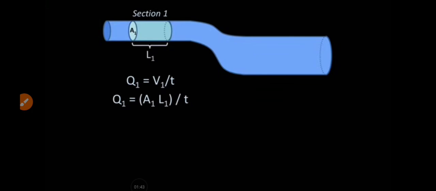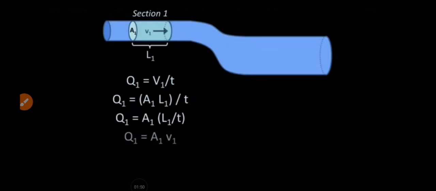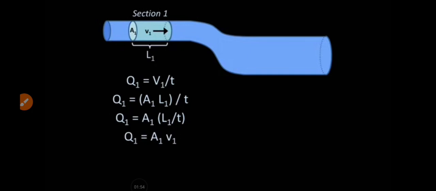That seems straightforward enough, but look, we can group these a little differently, and length divided by time is a velocity. So this results in the flow through section 1 is equal to the cross-sectional area of section 1 times the velocity of fluid moving through section 1. With identical analysis, if we define a section 2 in the wide part of the pipe, we will quickly determine that Q2 is equal to area 2 times velocity 2.